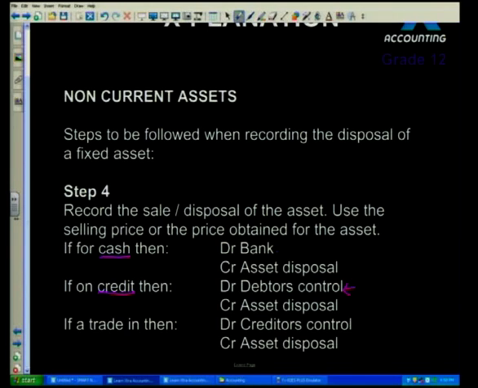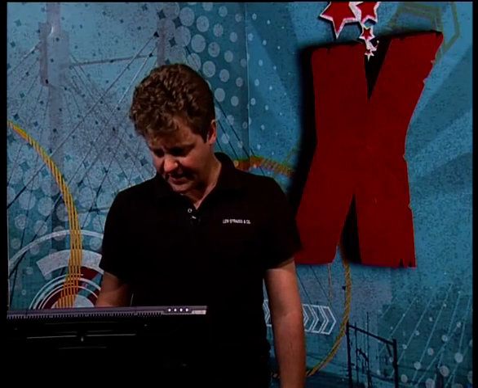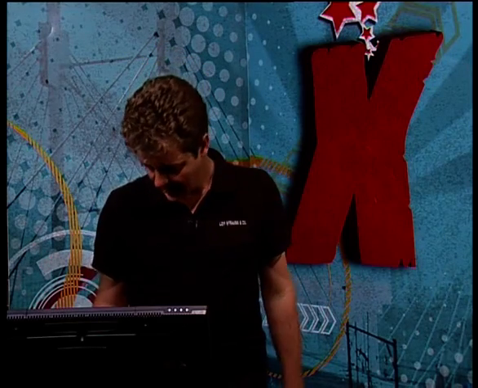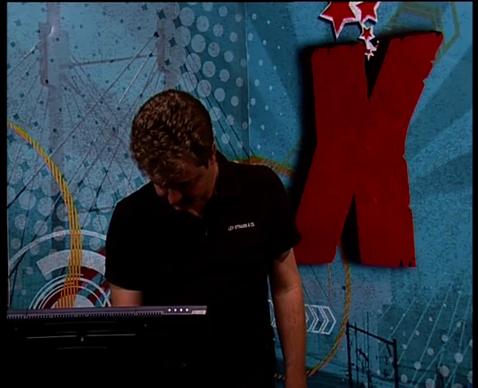Thirdly, we could trade the vehicle in, or we could trade the piece of equipment in. If that happens, instead of debiting bank or debtors control, we will debit creditors control. And then, as per usual, we will credit the asset disposal account. So far, you've got 3 entries in your asset disposal account. Let's take a look at how it looks.